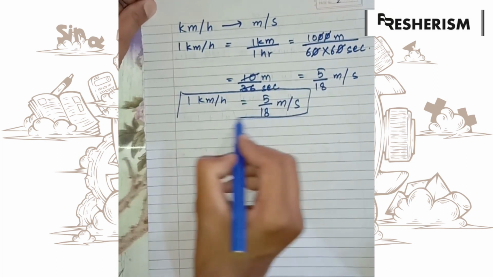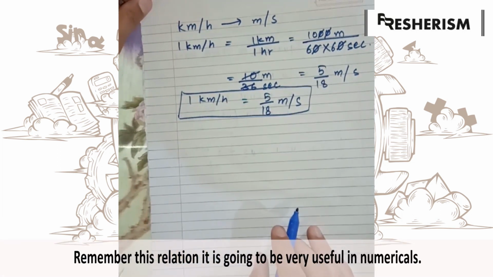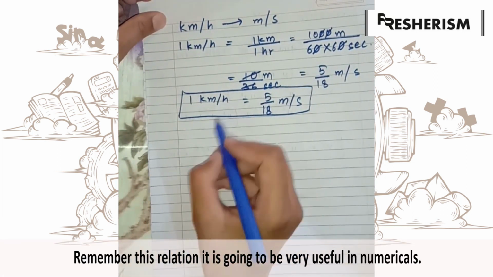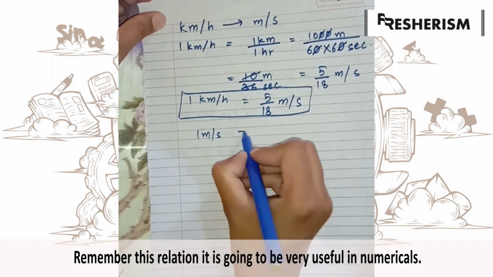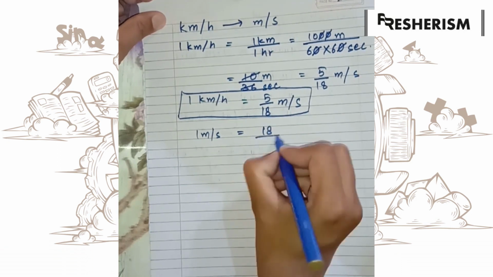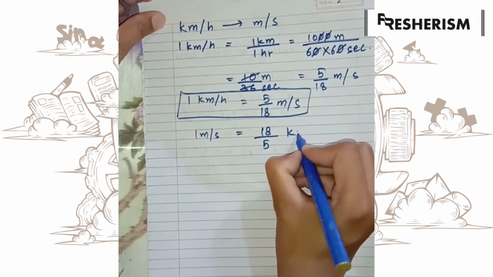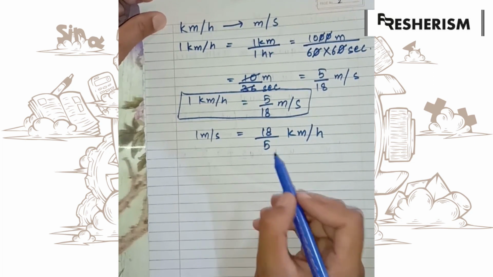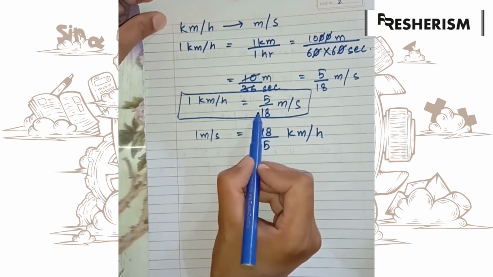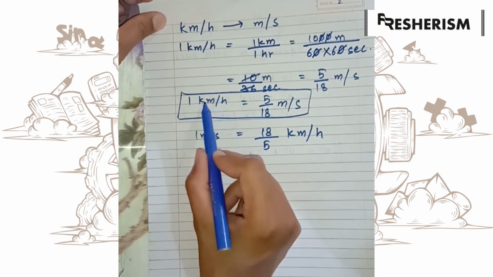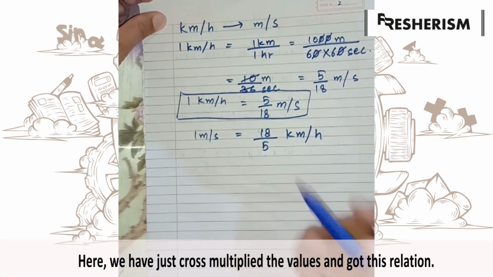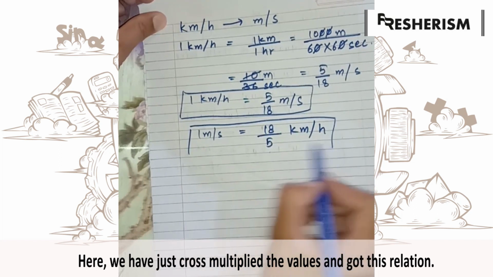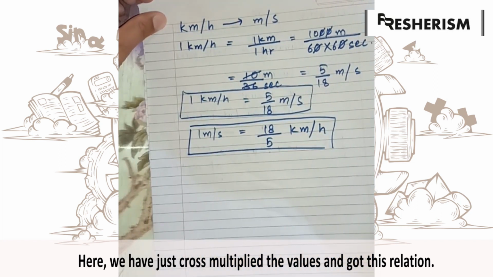This is the relation we got between them. So inverse of this is also same, like 1 meter per second will also be equal to 18 by 5 kilometer per hour. We get this by cross multiplying this on the other side, that is 18 when go here will be multiplied and 5 will get divided. So this is how we get it.